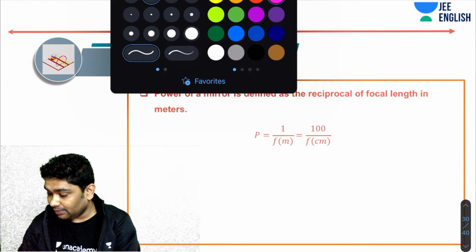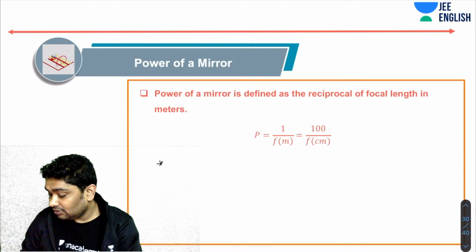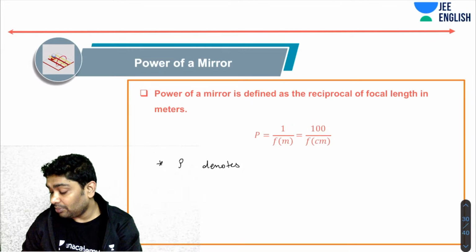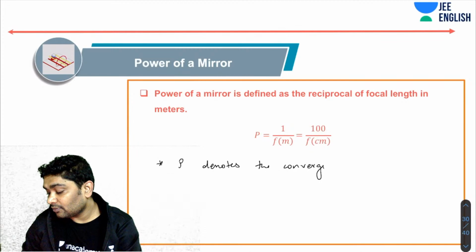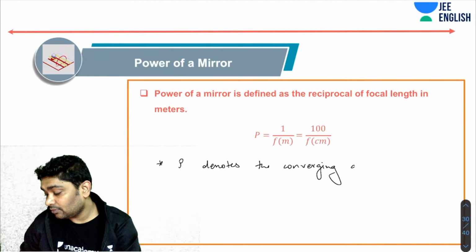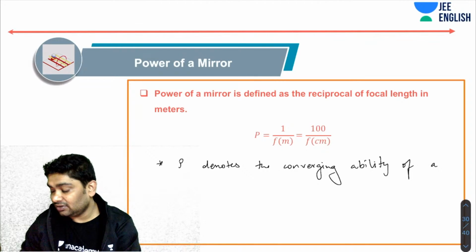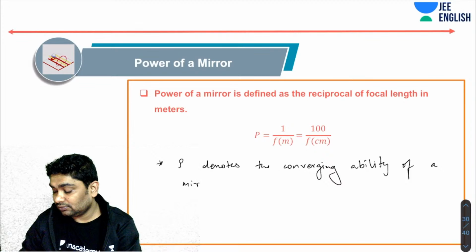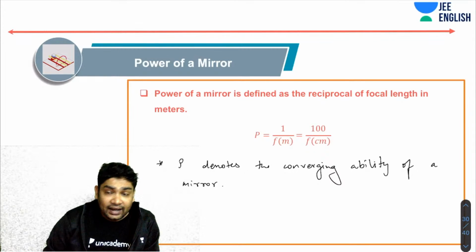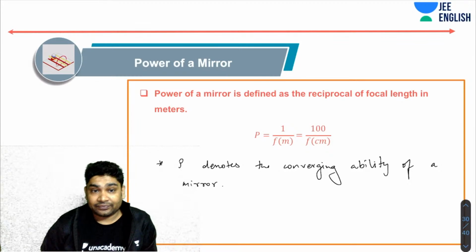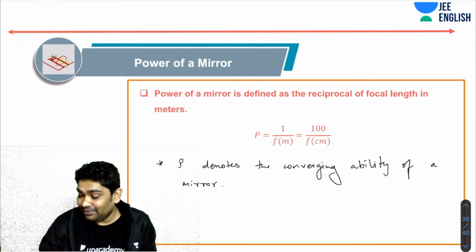Let's write about that. It denotes or measures the converging ability of a mirror. So smaller is the f, the higher is the converging power of the mirror for parallel rays.